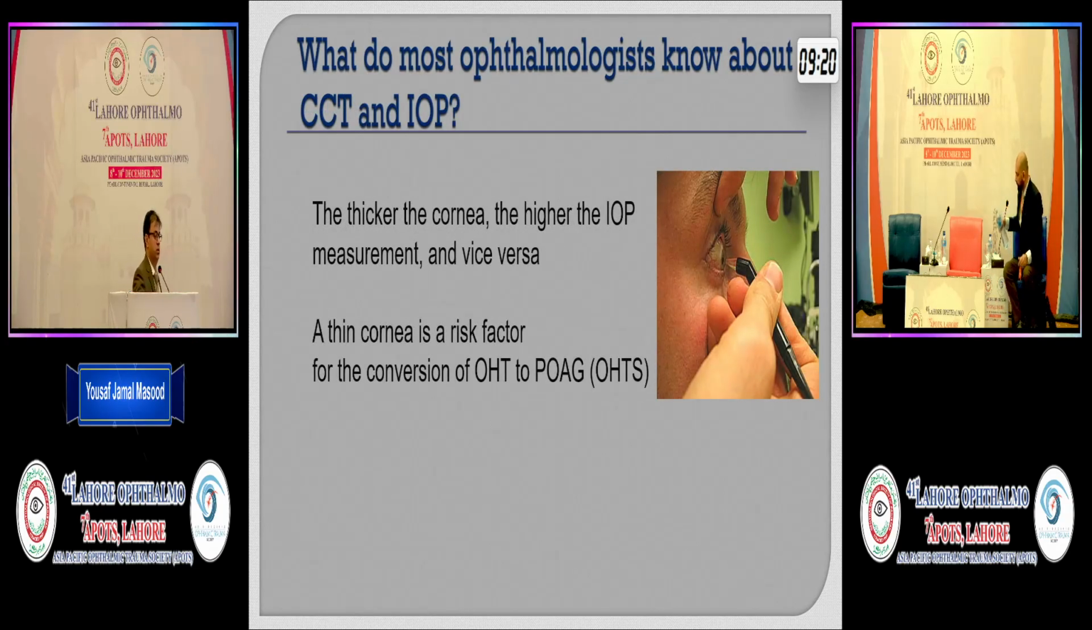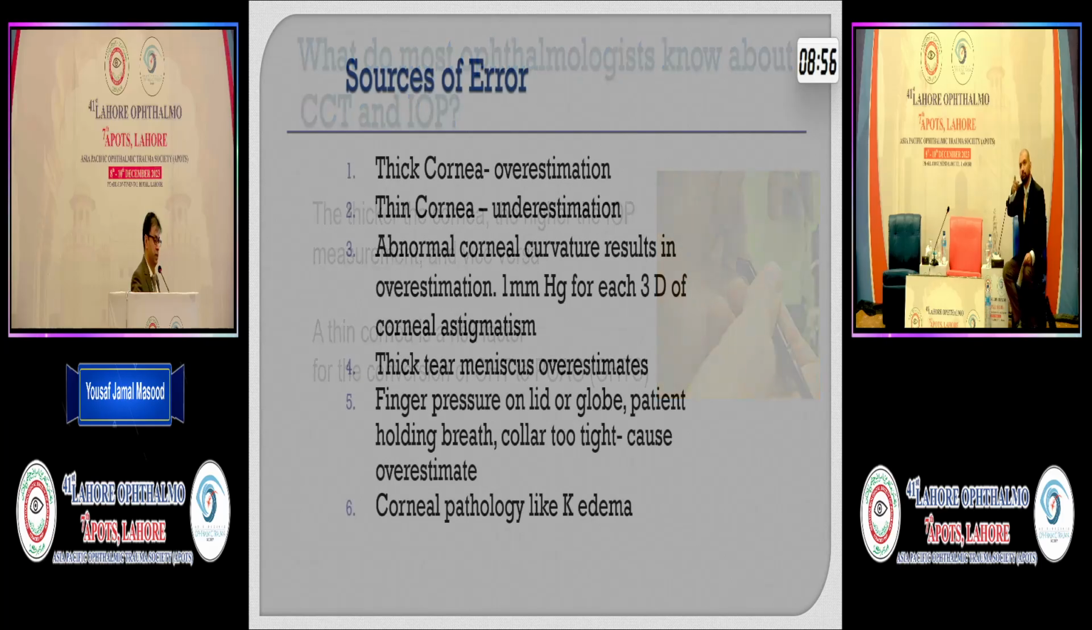So what do most ophthalmologists know about CCT and IOP? They know two things. Number one, they know that the thicker the cornea, the higher the IOP, and vice versa. And there is a relation between conversion of ocular hypertension to glaucoma in thin cornea. The second thing, they know the sources of error which occur in IOP measurement in relation to cornea.